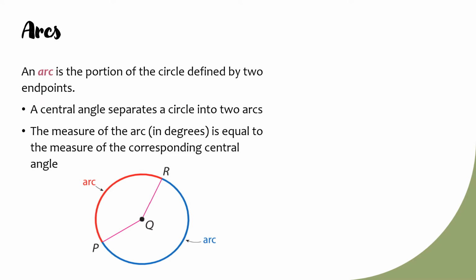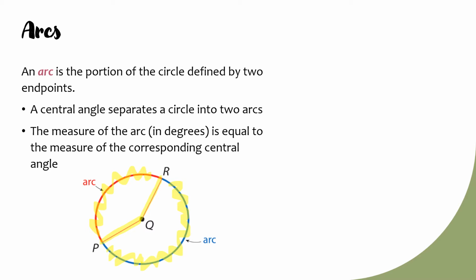Arcs. All right, so an arc is going to be the portion of the circle, so the curved part of the circle. And it is defined by two endpoints. So a couple facts about our arcs. A central angle separates a circle into two different arcs. We can kind of see that in this diagram here. We've got our central angle PQR, and we have, of course, one arc here in red, and then the other arc that's obviously much bigger there in blue.